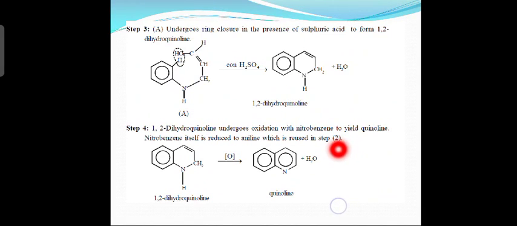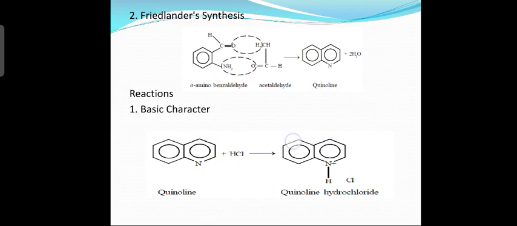Whatever nitrobenzene is left over gets reduced to aniline, so that it will once again be used up in the second step. So these are the 4 steps involved in Skraup synthesis of quinoline. Now let us see the second method of synthesis, Friedlander's synthesis.